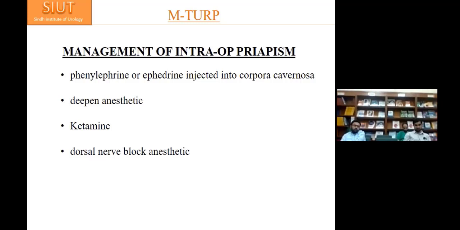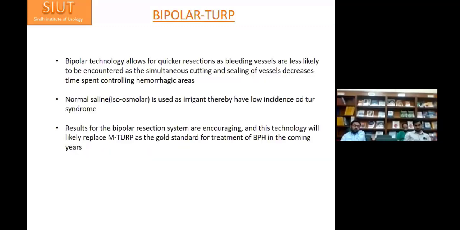So, management of intraop priapism: phenylephrine or ephedrine injection through the corpora cavernosa, and deep anesthesia and ketamine use or dorsal nerve block to manage the intraop priapism. Coming to bipolar TURP, bipolar technology allows for quicker resection as bleeding vessels are less likely to be encountered, as the simultaneous cutting and sealing of vessels decreases time spent controlling hemorrhagic areas.